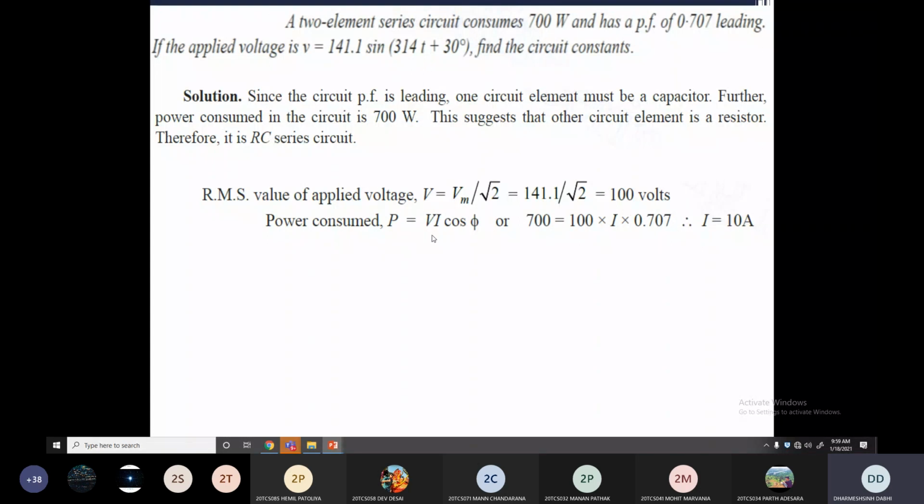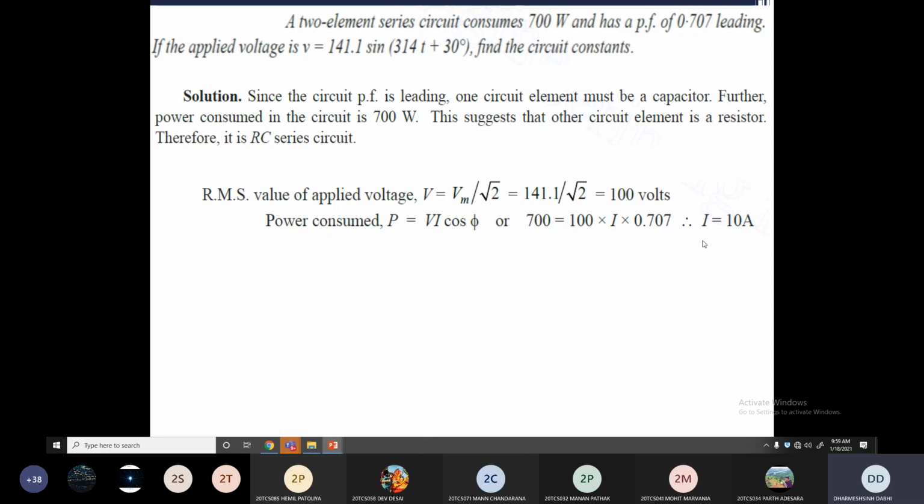We know the equation of active power, P is equal to V I cos phi. P is given as 700 watt. V you found is 100. Power factor cos phi is given as 0.707 leading. So you can find out the value of I. You get the value of I, that is 10 ampere, from this equation. Clear? Now you can find out the value of R because you already found the RMS value of current. Clear? I is the RMS value. So what is the value of R?